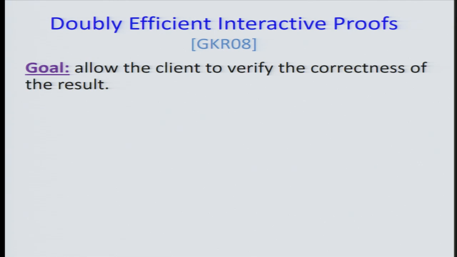And this leads to the notion of a doubly efficient interactive proof. This was introduced in a work of Shafi, El, and Guy. And the idea is that we want to allow the client to be able to somehow verify the correctness of the computation by itself, using the help of the prover. Of course, the naive way to do that is just to compute f of x by yourself and compare to y. But doing that means that you don't save anything. Right? You are in fact computing f.